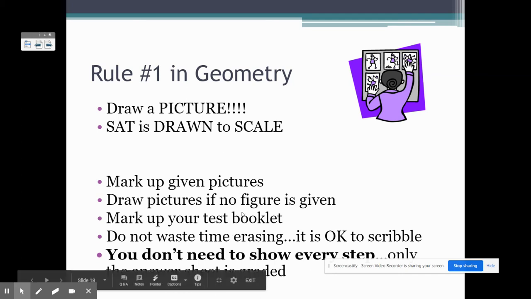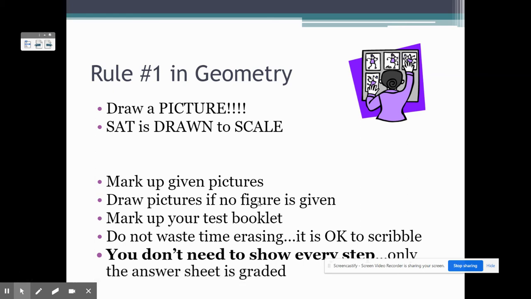They didn't give you one, draw one. Mark up what they give you. You can write all over your test booklet, all over it. It's yours. If they tell you something is 3 inches, you can mark it and then count it, 3 on 3, and try to figure out the next one by that if you don't know how to do regular math on it.